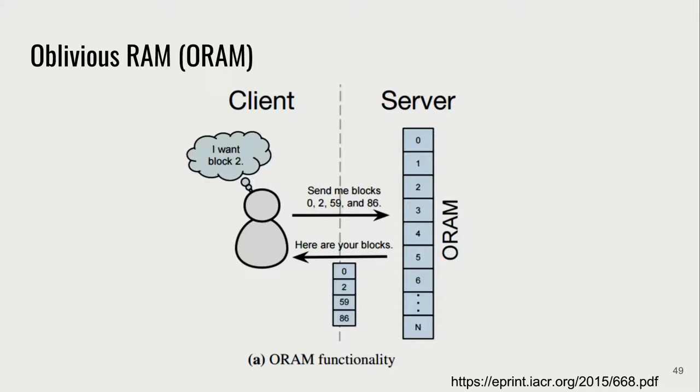The name is a little confusing because it originally came from an implementation that was meant for actual RAM, but oblivious RAM in general refers to the practice of hiding access patterns, whether in actual memory or in just any sort of general block store.